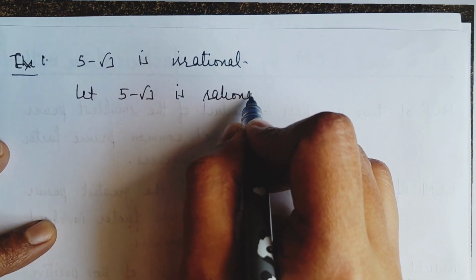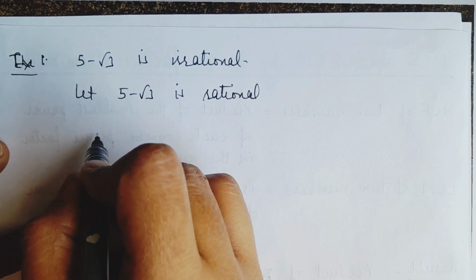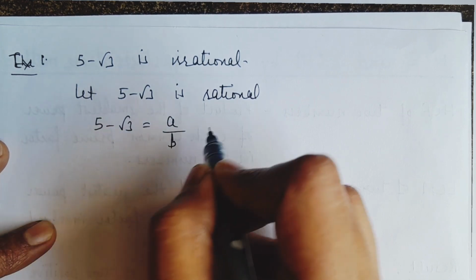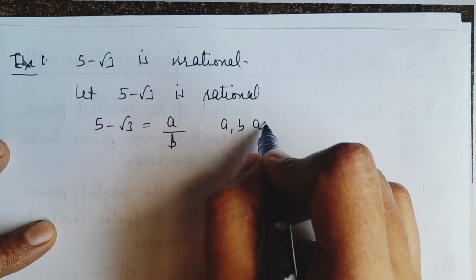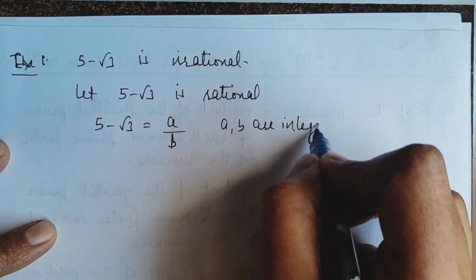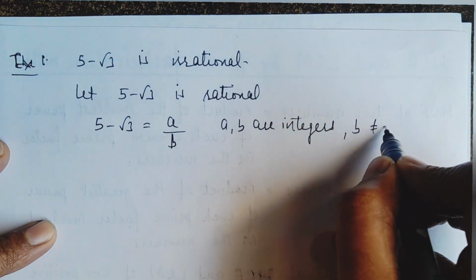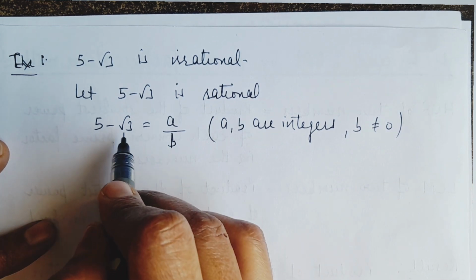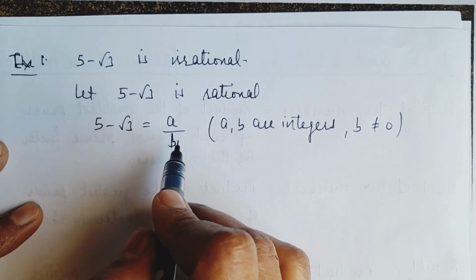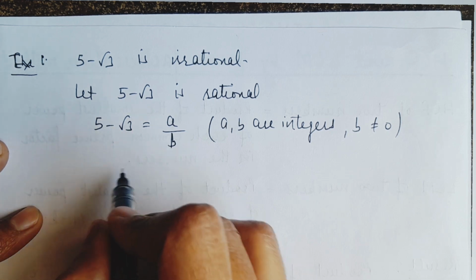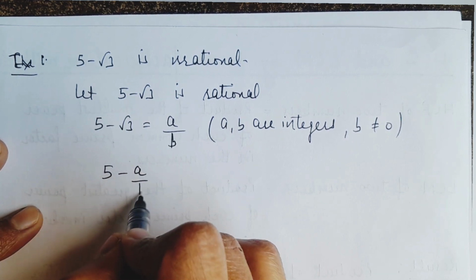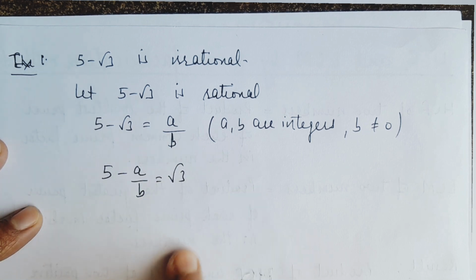If this is rational, then we can take this as equal to a by b. Suppose a by b is a rational number, where a and b are integers and b is non-zero as per the definition of a rational number. So now we will do the cross. We will shift this root 3 to one side and 5 to the other side. So 5 minus a by b is equal to root 3.